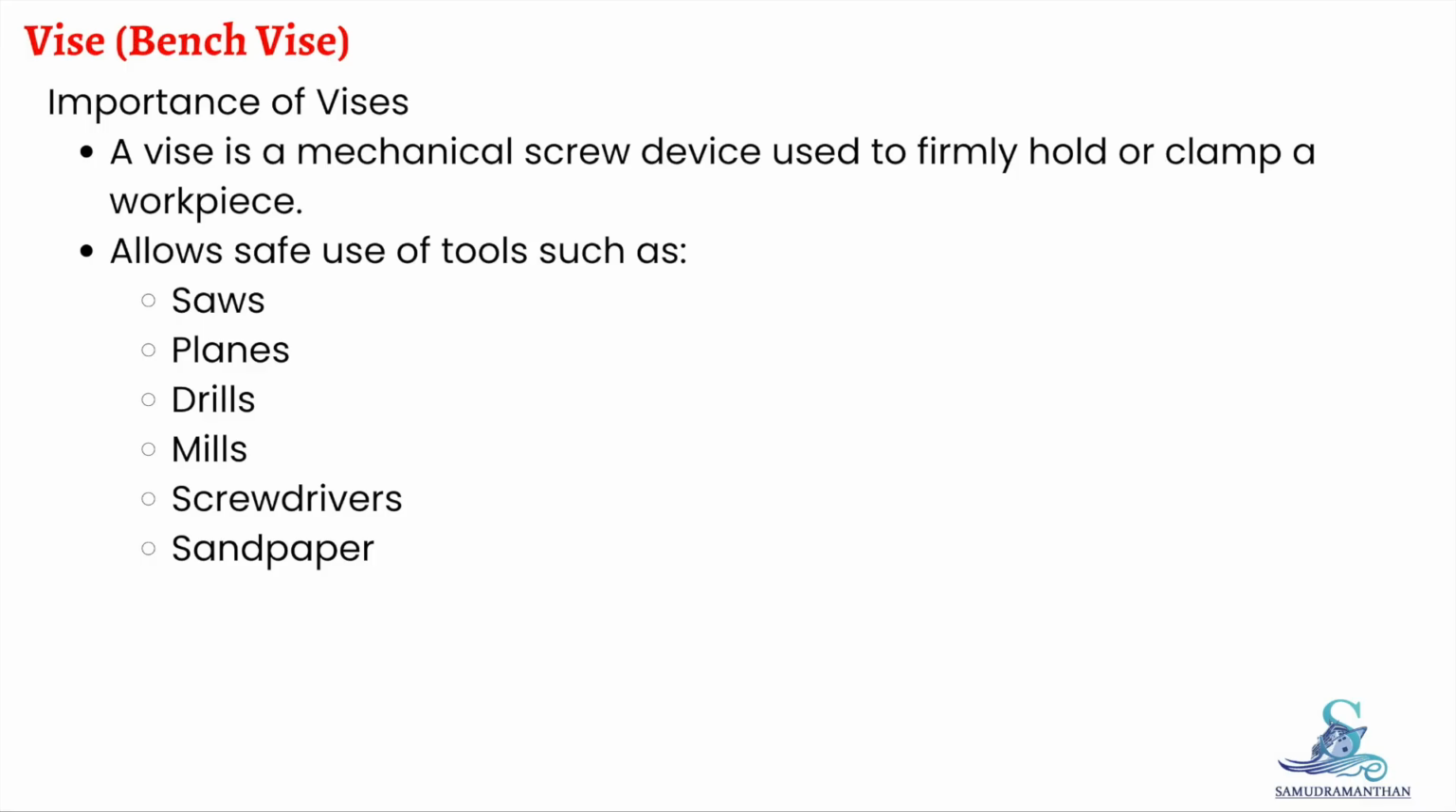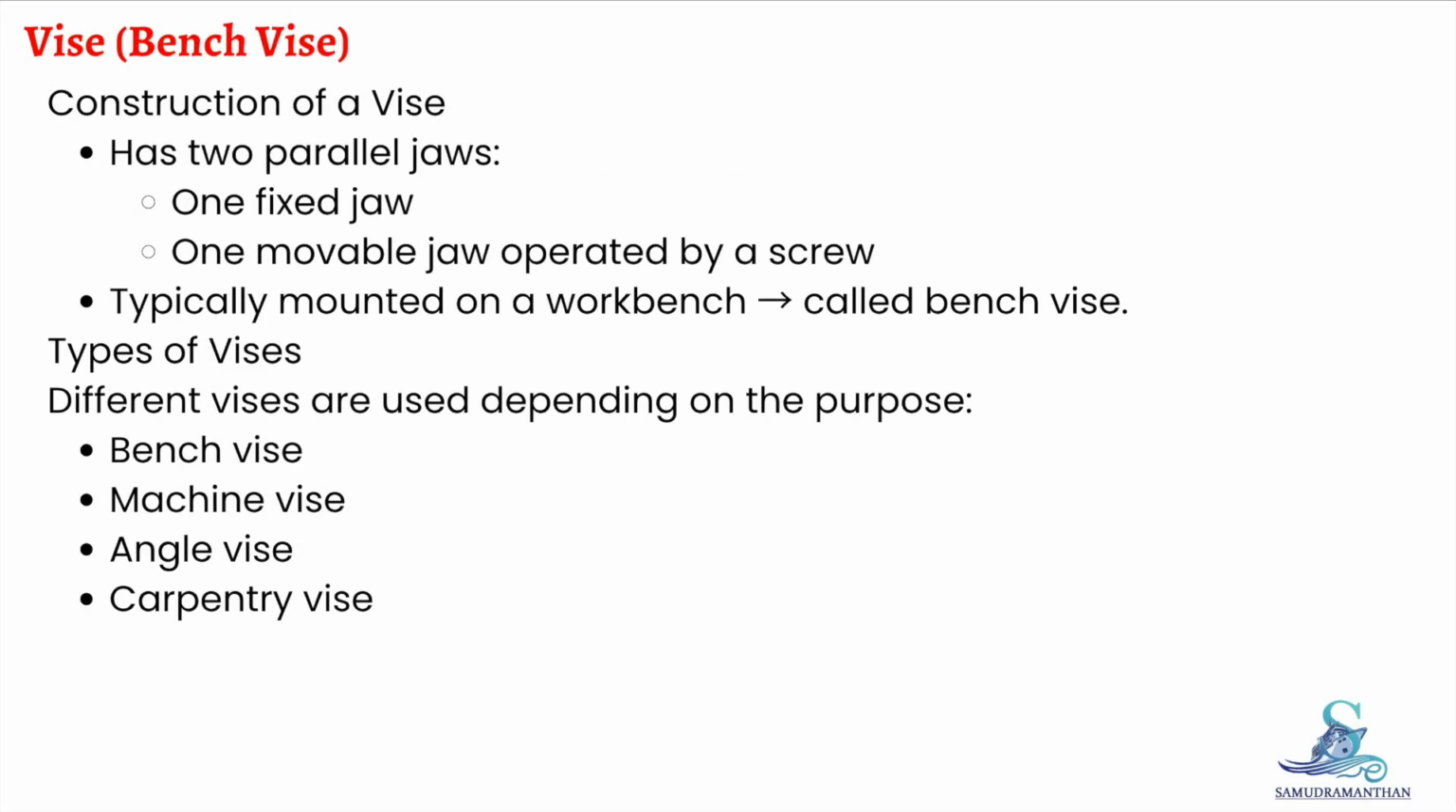Now let's move to vises, sometimes called vise. A vise is a mechanical screw apparatus used to hold or clamp the workpiece firmly. It allows us to perform work safely using tools like saws, planes, drills, mills, screwdrivers, and sandpaper. A vise generally has two parallel jaws, one is fixed and the other is movable, operated by a screw. The vise is usually fixed on a workbench and such vises are known as bench vises.